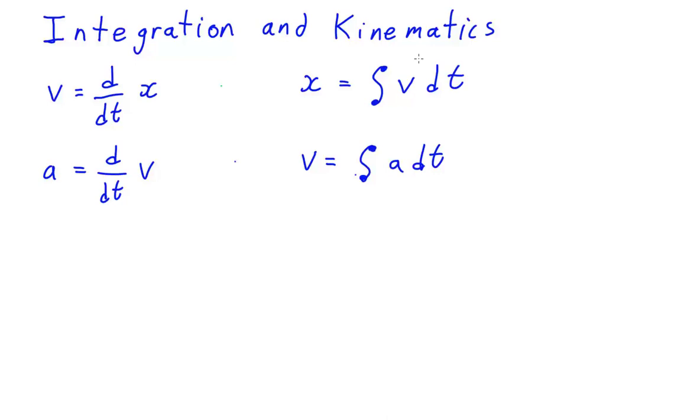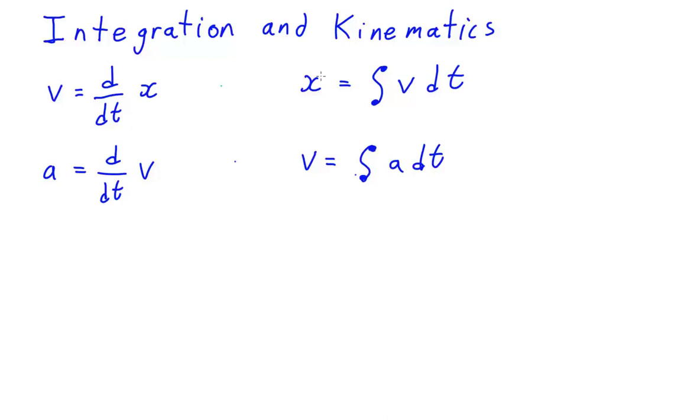But we run into a problem if we want to know the position of the object right now. If we don't know where the object started, we don't have enough information to figure out the position of that object. So in order to find the position by integrating the velocity, we need some extra information. We need to know where the object started.